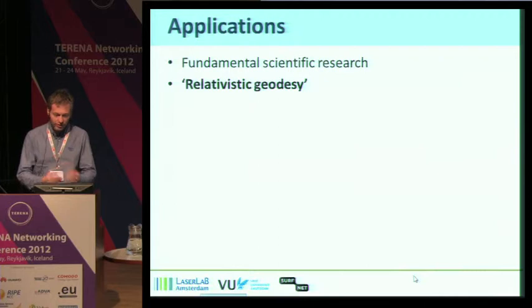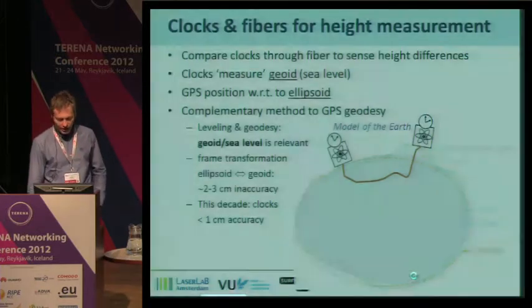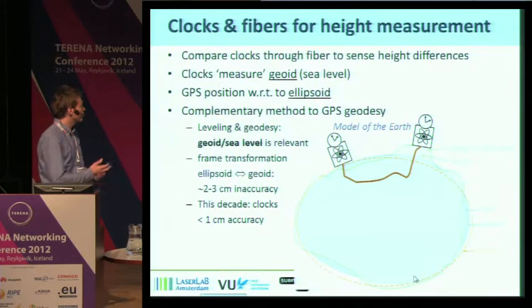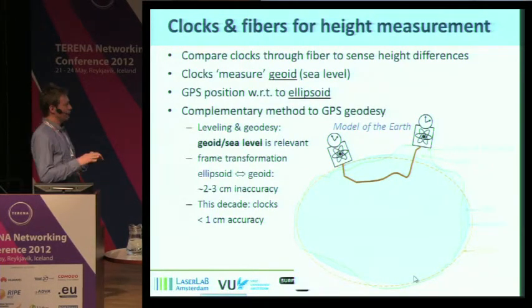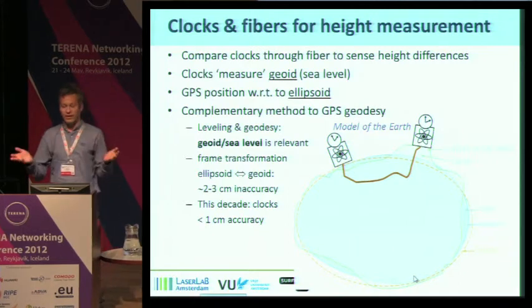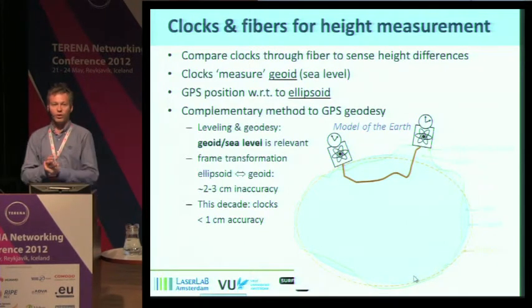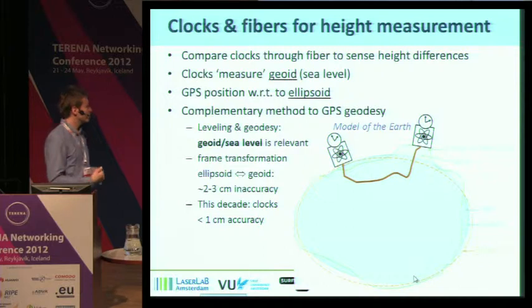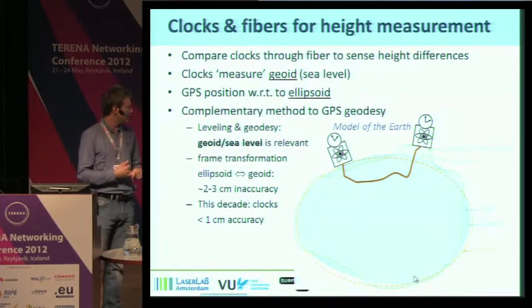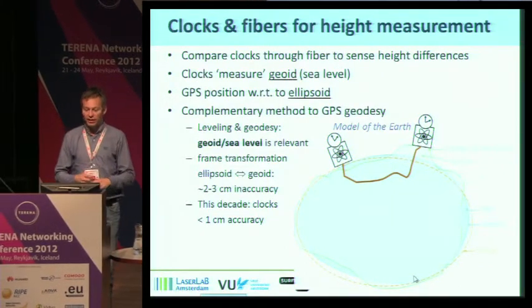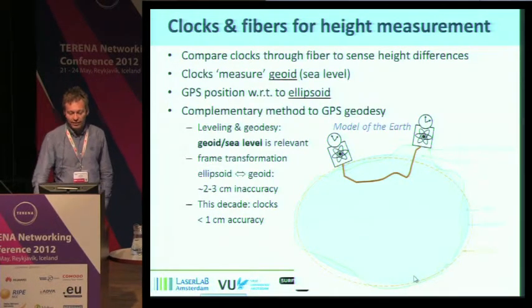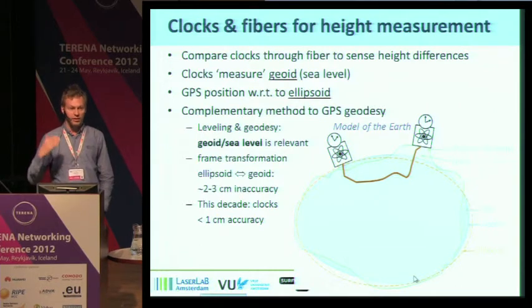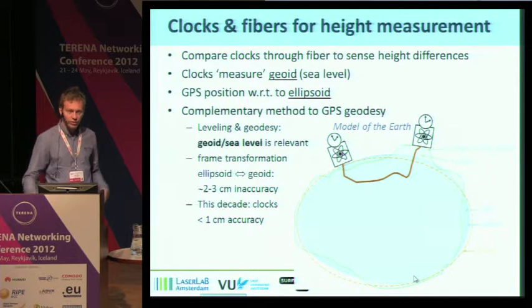So I discussed already some scientific applications. There's also something you could do with these clocks called relativistic geodesy. You know that the Earth is not a perfect ellipsoid, but it's more like a potato, and the surface of this potato is called the geoid. It's the equipotential surface, you may call it sea level if you like, which corresponds to an equipotential surface of the gravitational potential. Now, clocks are sensitive to that.